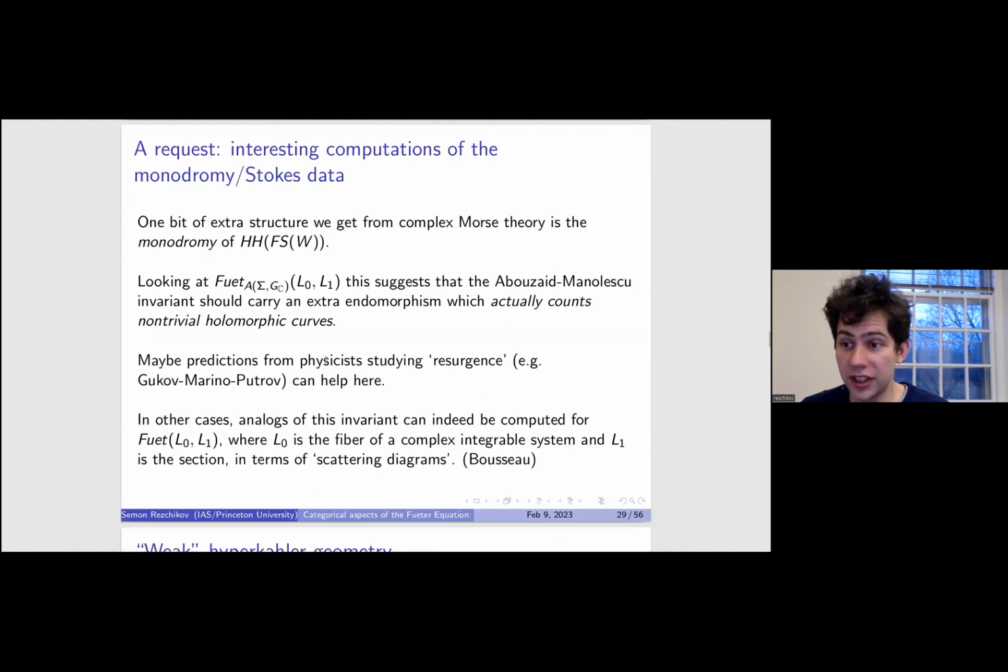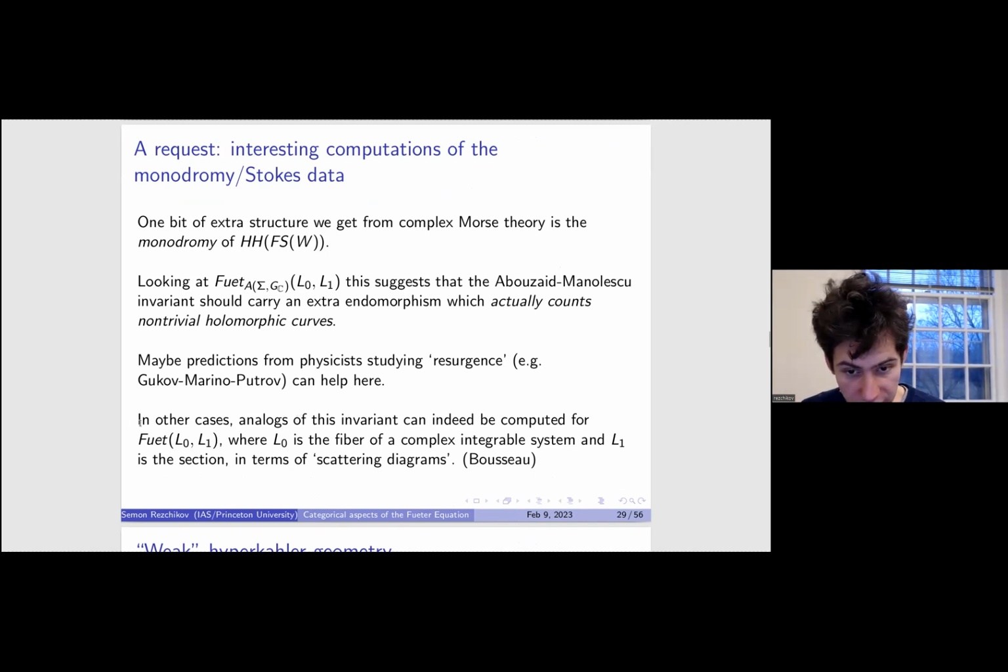But separately, we mentioned there should be some kind of monodromy automorphism of Hochschild homology of a Fukaya-Seidel category of a complex Morse function. So this Abouzaid-Manolescu invariant should have some endomorphism, which actually counts non-trivial holomorphic curves. And that should be some kind of Stokes datum for the complex Chern-Simons functional. So supposedly there are people who study this, and I would love to understand whether people who study this actually give predictions for counts of holomorphic strips and whether those can ever be checked.